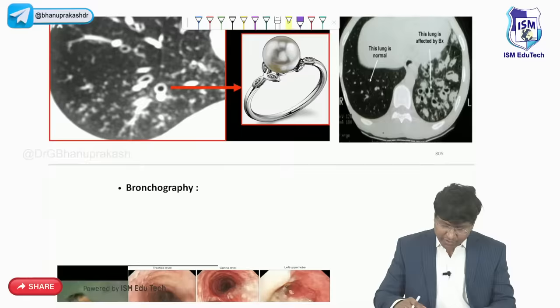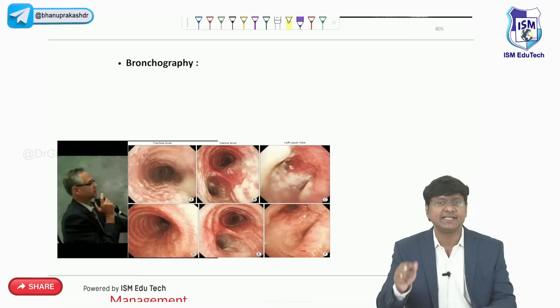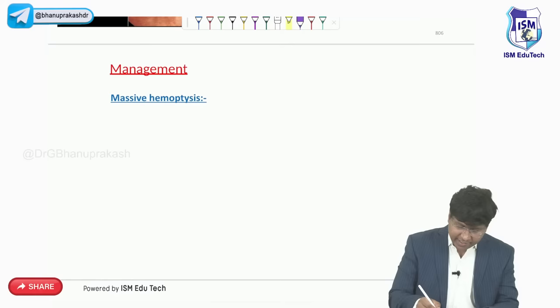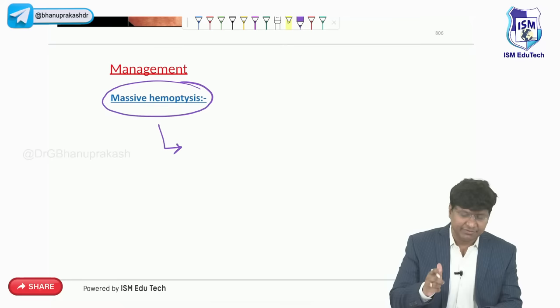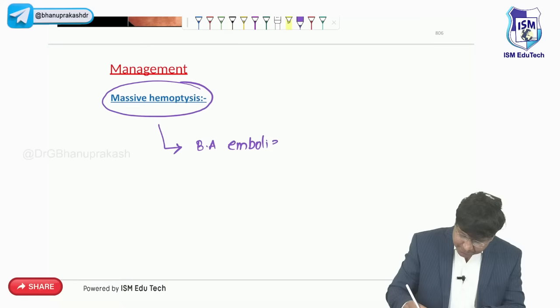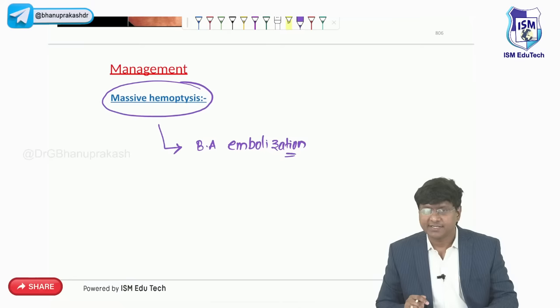And you can also do bronchoscopy. But what is the purpose of doing bronchoscopy? That is mainly for visualizing the bronchus. And one of the important complications in bronchiectasis is massive hemoptysis. So how will you treat this massive hemoptysis in case of bronchiectasis? Anyone? You need to do bronchial artery embolization. Right, that is how you will treat the massive hemoptysis. Okay, so that finishes your bronchiectasis.